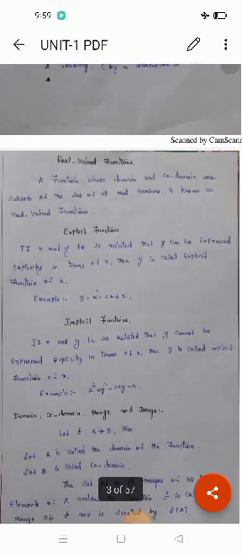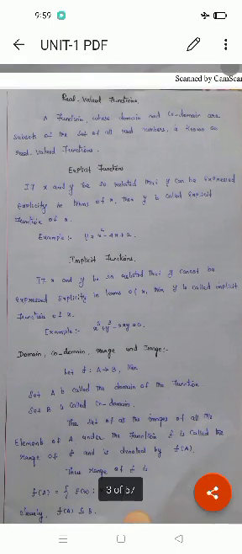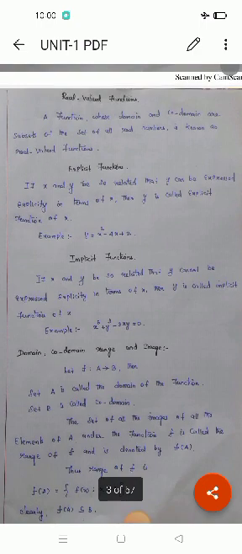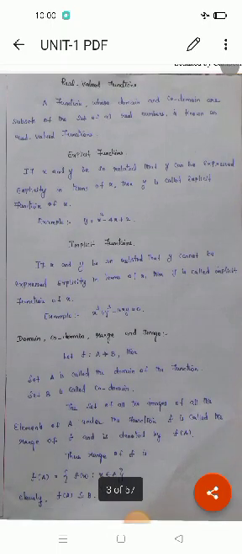The next one is explicit function. If x and y are related such that y can be expressed explicitly in terms of x, then y is called an explicit function of x. That is, x and y are related, but y can be represented explicitly in terms of x only. For example, y equals x square minus 4x plus 2. In this example, y can be expressed particularly in terms of the variable x. This is the example for an explicit function.